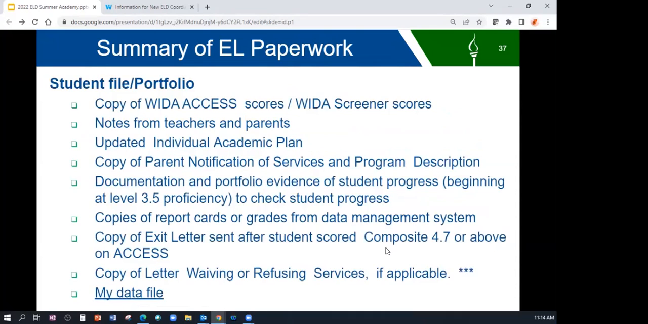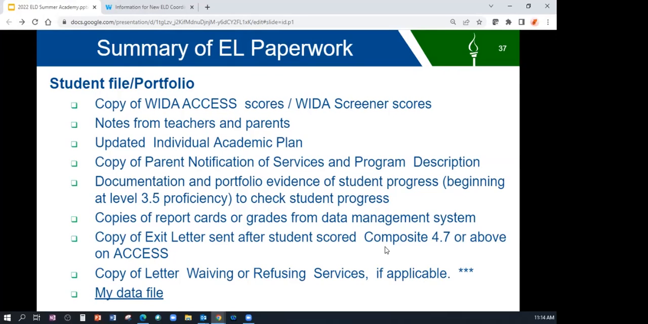If you have students who are being referred for special ed or special programs, it's really important to have that information available to you so that you don't have to go out and try to create something. So if you're keeping it on an ongoing basis and have it available, it just helps you out. So within each student's portfolio, you should have a copy of their access scores, their screener score, notes from teachers and parents, their individual academic plan, a copy of their parent notification.